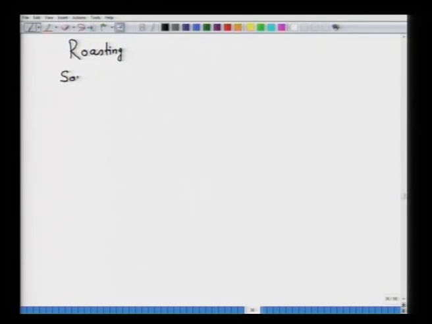Now, before I go into details about roasting, it is also important to note that all pyrometallurgical extraction requires a source of energy. So, I give a brief account of source of energy, which is then followed by roasting. Source of energy, one, it could be exothermic reactions.